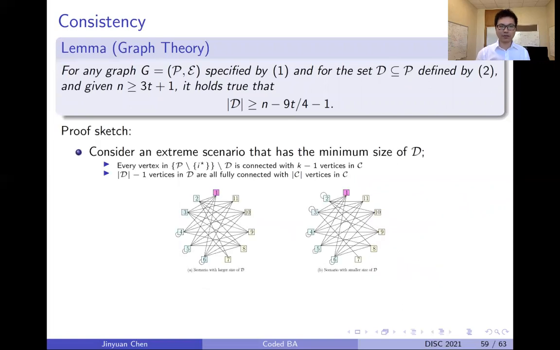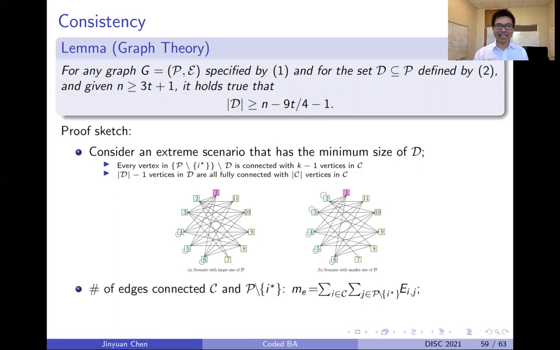The proof schedule is given as follows. In the first step, we consider an extreme scenario with the minimum size of D for this specific graph, satisfying these two conditions. One example is given as follows. We have a specific scenario with a large size of D. Then we can transform this scenario of the graph to another scenario of the graph with smaller size of D, satisfying these two conditions.